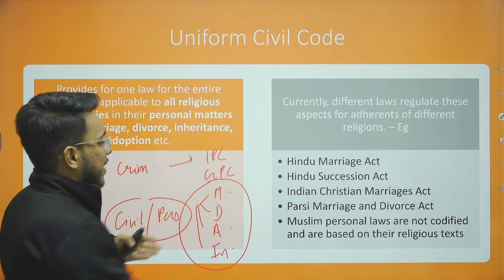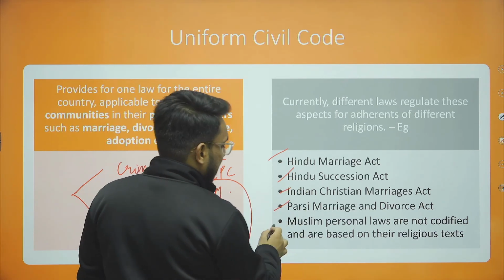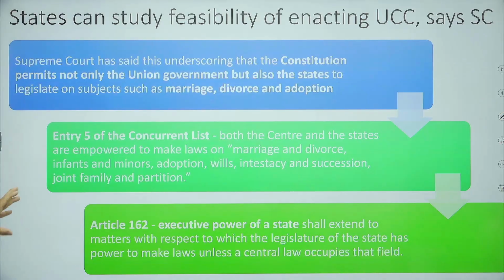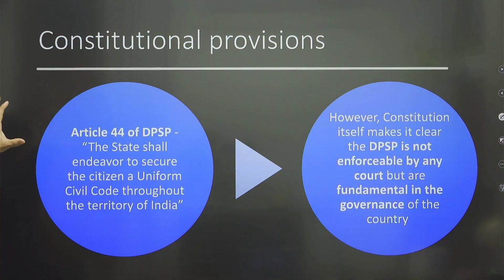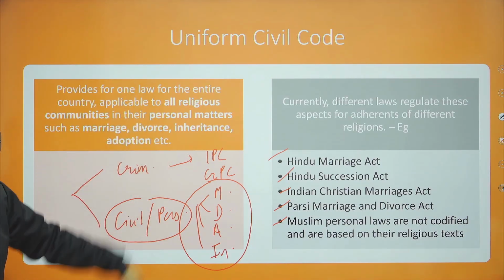For example, there is the Hindu Marriage Act, Hindu Succession Act, Indian Christian Marriages Act, Parsi Marriages and Divorce Act, and Muslim personal laws, which often are not codified. So these are the different aspects we have. Now, there is a demand that we should come out with a uniform civil code for all the communities. These matters should be dealt with under a uniform law.